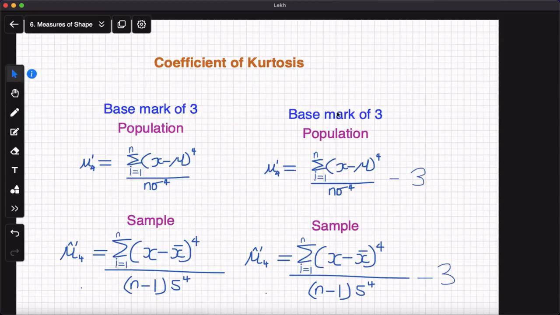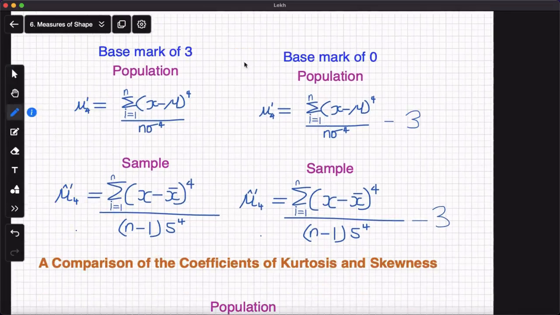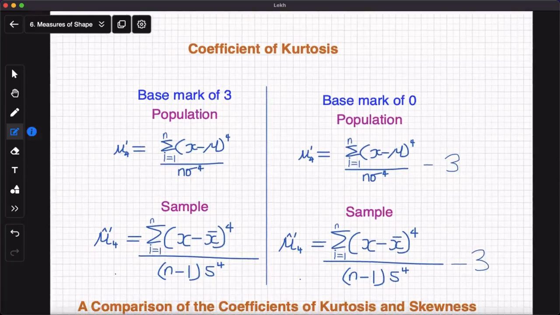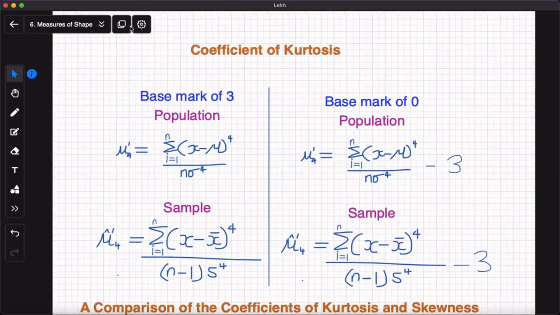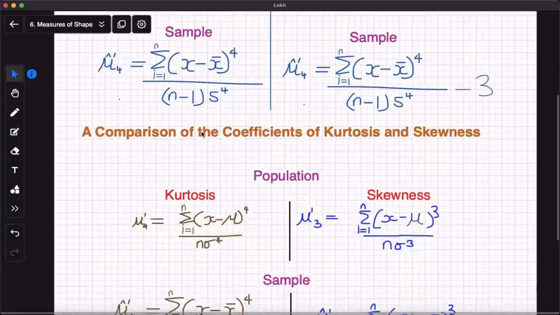However, if you are using a base mark of 0, then you can use the formula by the left. So please take note of that. Now, I will be particular about this one. If you are using a base mark of 0, you use the one by the right. But if you are using a base mark of 3, you use the formula or formulas by the left. Okay. Now, let's go on.